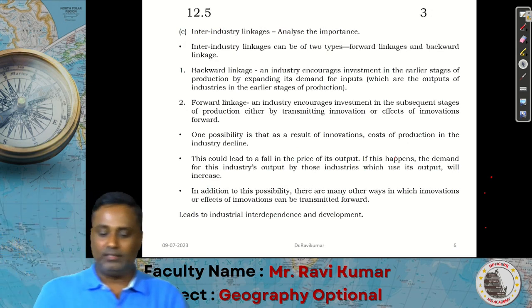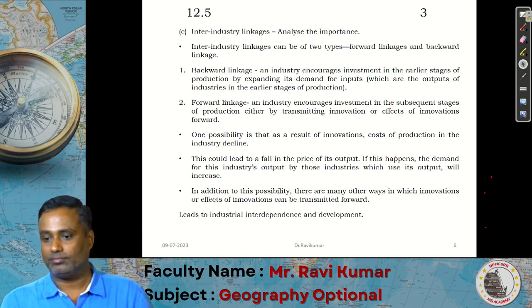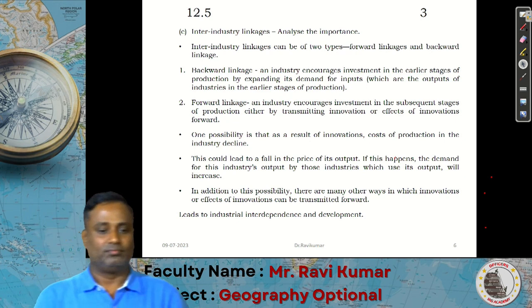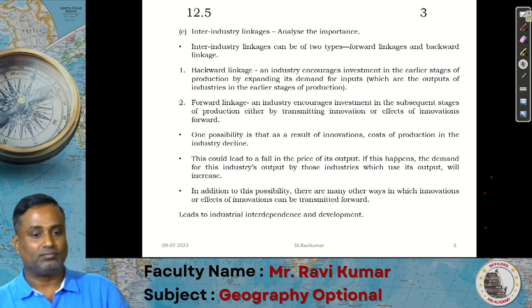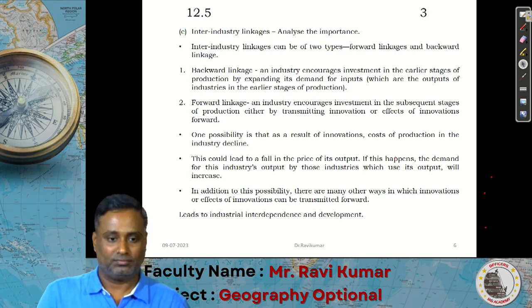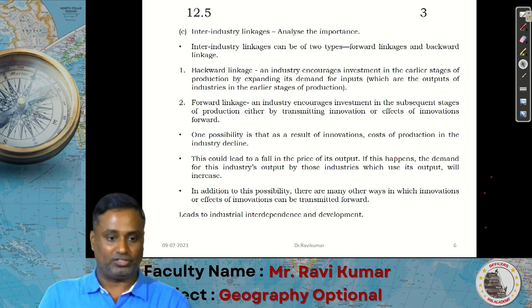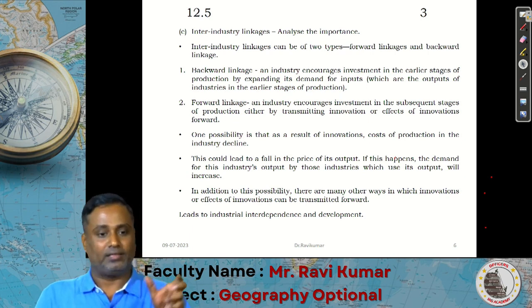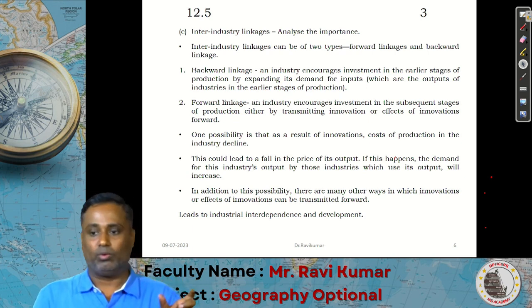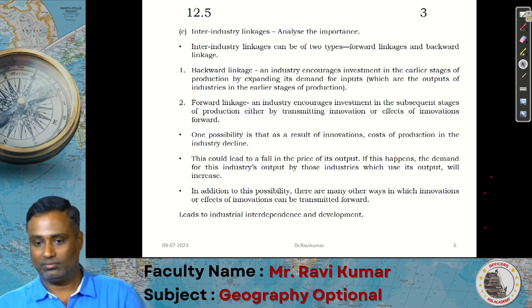The next question is inter-industry linkages. Analyze the importance. This is okay. So what kind of question is it? First, you tell me that. It is a general and application component. Inter-industry linkage is a concept, and that concept I am going to apply to find the importance. Purely, it is also an industry-based question, right?